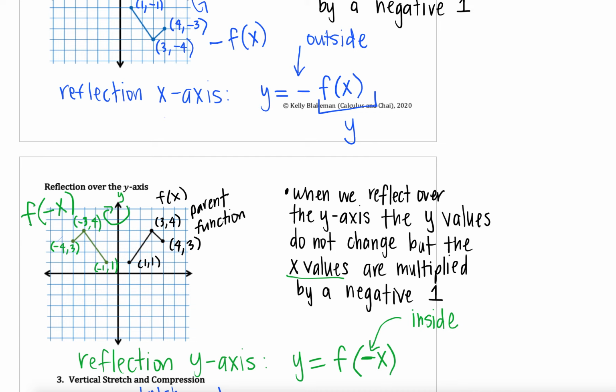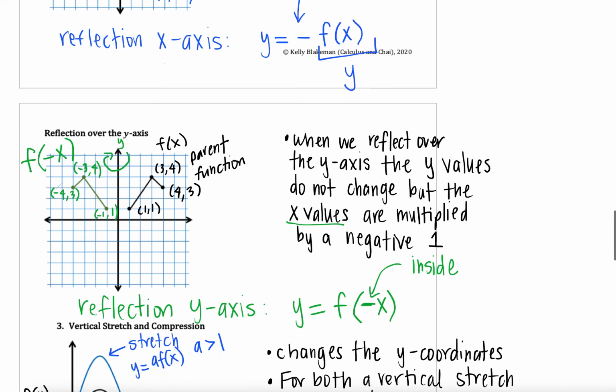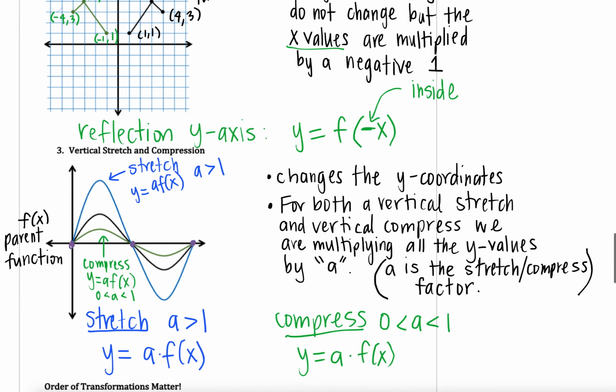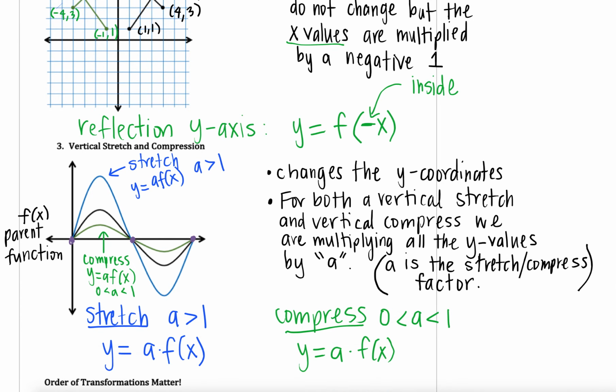Okay, before we do some examples with reflections, I want to talk about our last type of transformation. And our last type of transformation is our vertical stretches and compresses. So our vertical stretch or compress, I like to think about this as a slinky. It's what happens if I extend a function out or if I collapse a function back down.